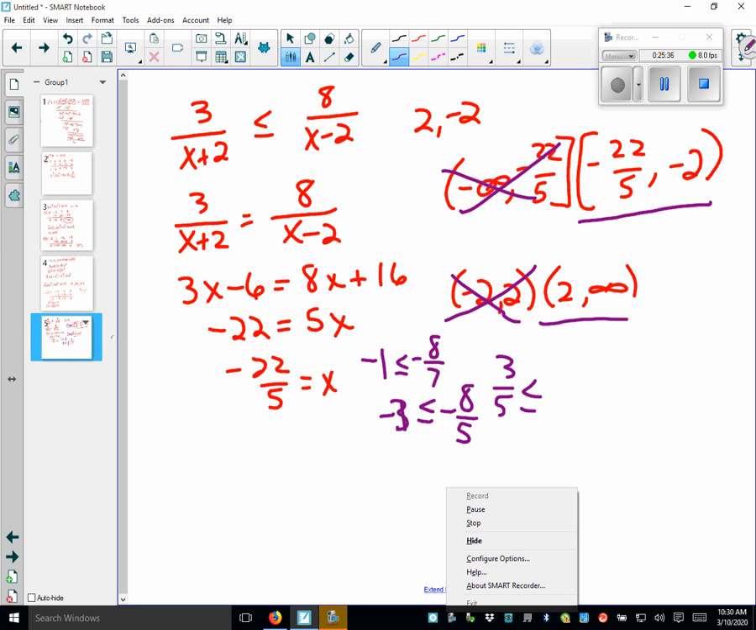Y'all remember these? Yeah. Fairly simple, aren't they? What was the direction of these? Solve the inequality.